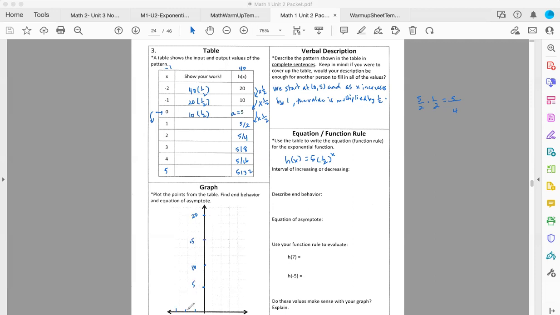So -2, 2 left. This is by 1, 0. Okay, this is -2. -2, 20, which is up here. -1, 10. Uh, 0, 5, which is right here. Let me use a different color.